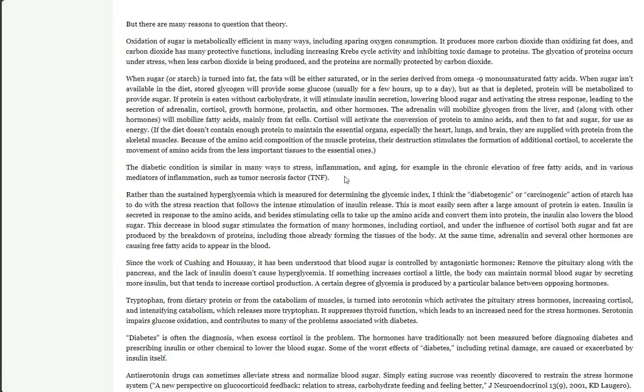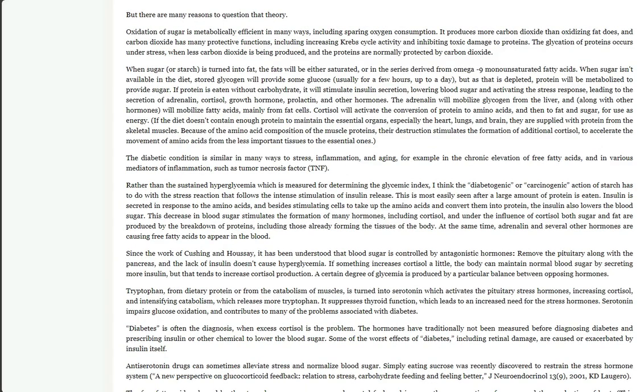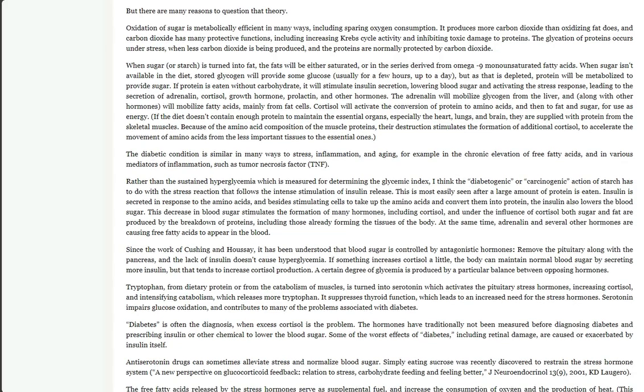Okay, but there are many reasons to question that theory. Oxidation of sugar is metabolically efficient in many ways, including sparing oxygen consumption. It produces more carbon dioxide than oxidizing fat does, and carbon dioxide has many protective functions, including increasing Krebs cycle activity and inhibiting toxic damage to proteins. The glycation of proteins occurs under stress when less carbon dioxide is being produced, and the proteins are normally protected by carbon dioxide.